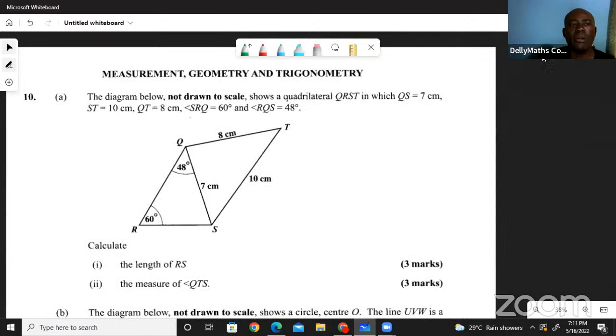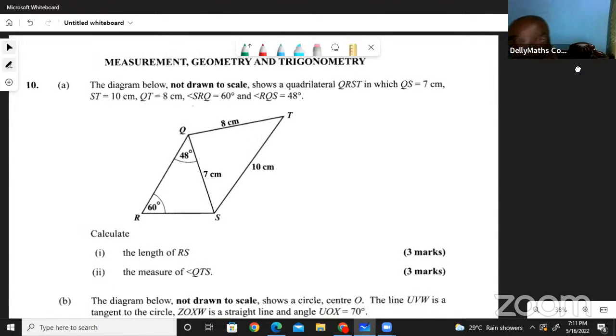It says the diagram below, not drawn to scale, shows a quadrilateral QRST in which QS is equal to 7 centimeters, ST is equal to 10, QT is equal to 8, angle SRQ is equal to 60 degrees, and angle RQS is equal to 48. Every single thing that we're looking for is on the diagram already. We don't have anything to label.